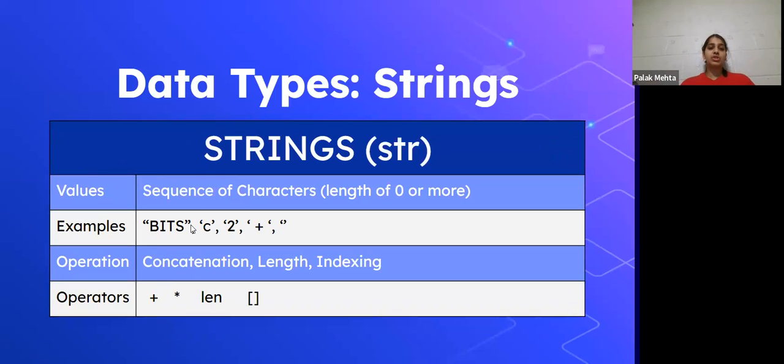And remember, a string is just a sequence of characters. So in this case, B is a character, I is a character, T is a character, and so on. Also, you might be confused. Actually, let me ask you in the chat. What do you guys think? Is this 2 right here an integer or a string, like we've mentioned before?